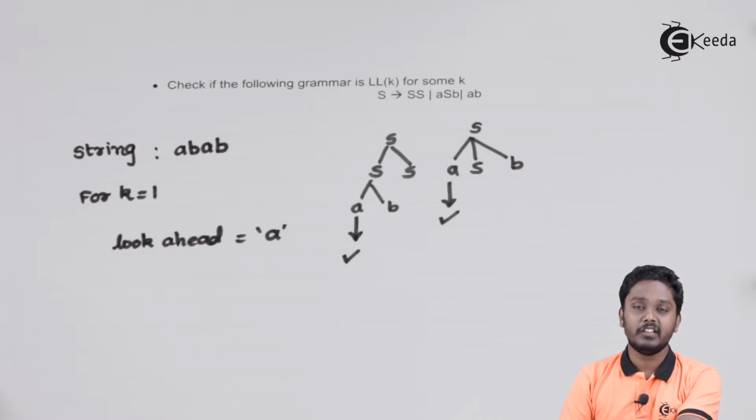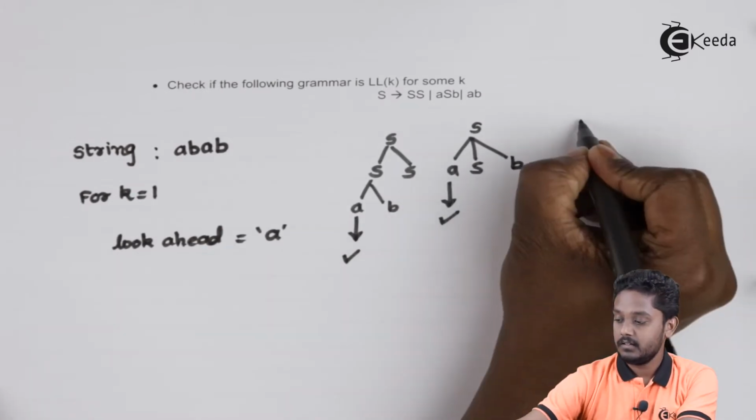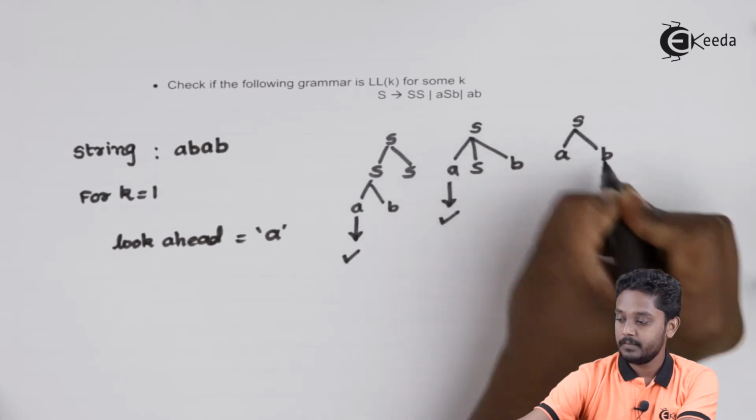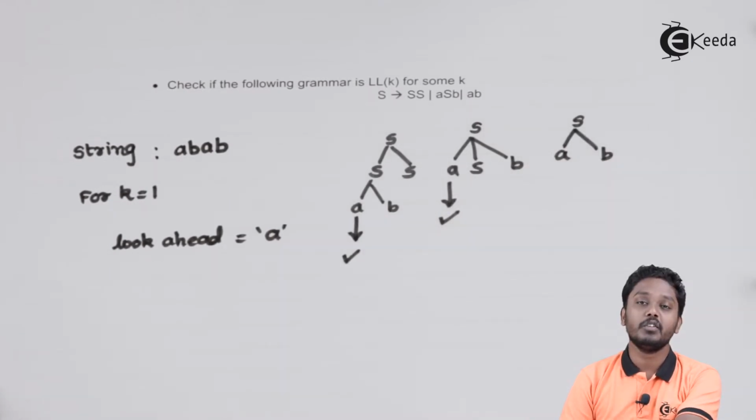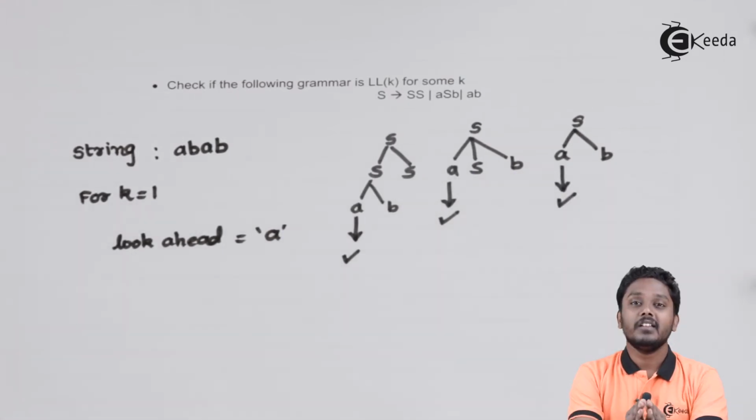Now, let us see the third production. The third production is also giving me A at the start. This simply means that using one symbol, I cannot decide whether to use the first production, second production or third production. Definitely this grammar is not LL1. Now let us check whether this grammar is LL2 or not.